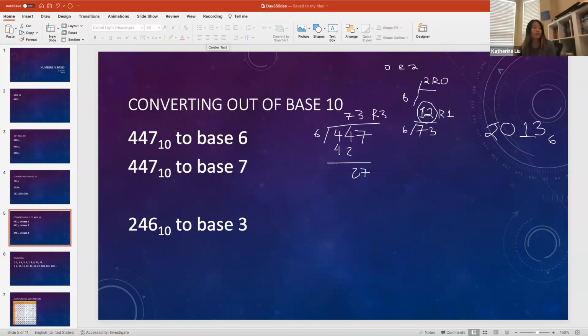And as you will notice, when you're converting to these smaller bases, the number it ends out as is much bigger because they need more digits to accommodate for the size, right? Okay.